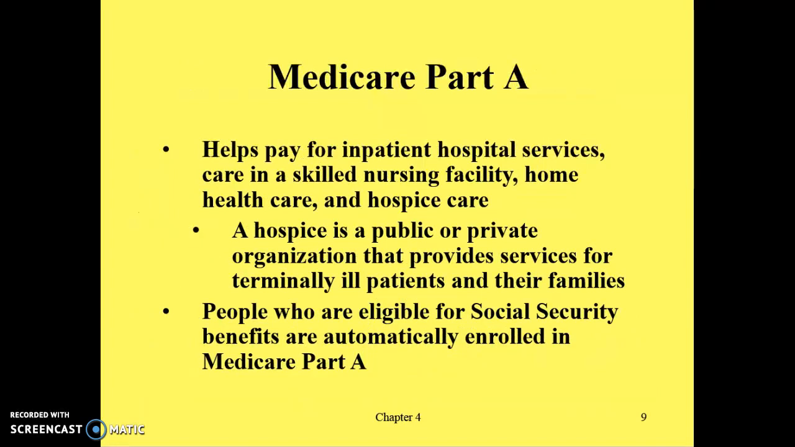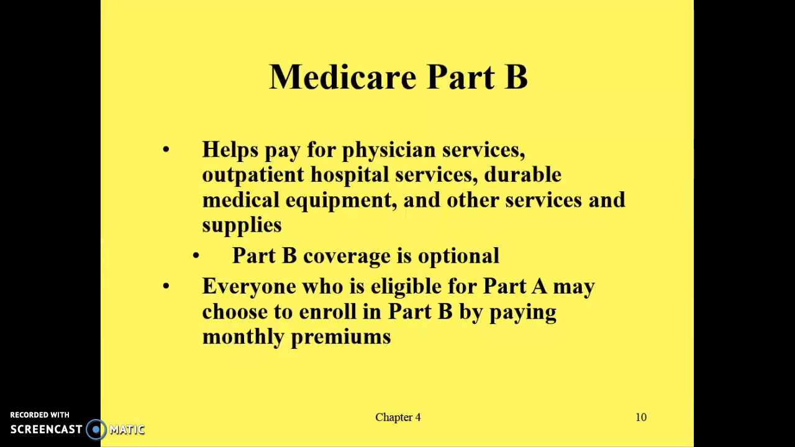So first is Medicare Part A. Part A is typically for inpatient services. So when we think of inpatient hospital services, that's where Medicare Part A comes into account. Now, if you are eligible for Social Security, you're automatically enrolled in Medicare Part A. Now, Medicare Part B is for outpatient services. So things like doctor's visits, outpatient hospital services, durable medical equipment, that's things like maybe a walker or something like that. That would be Medicare Part B.